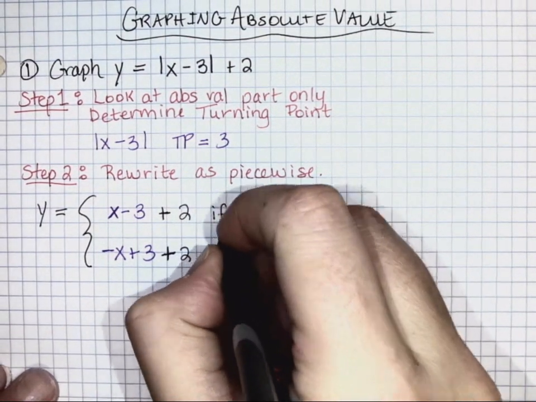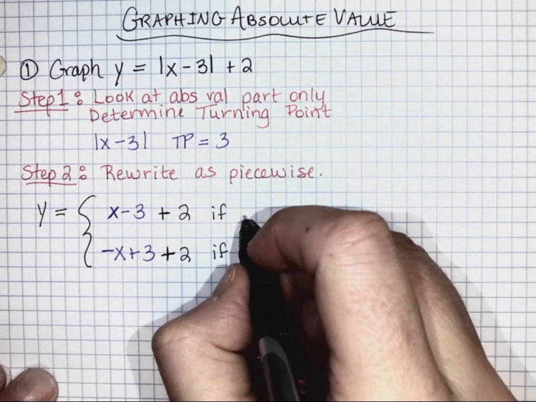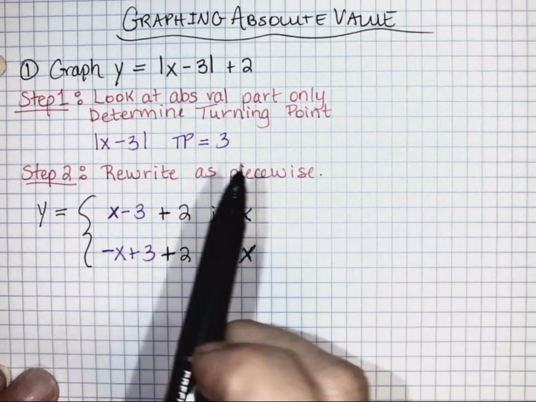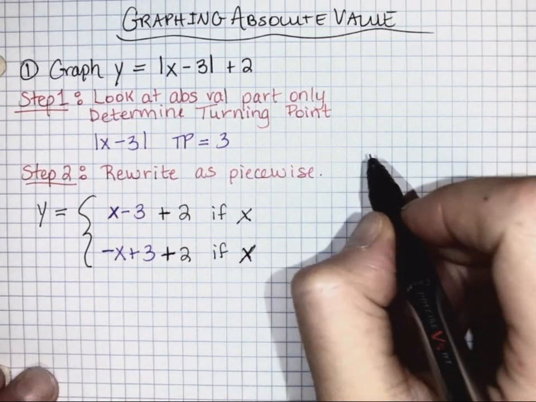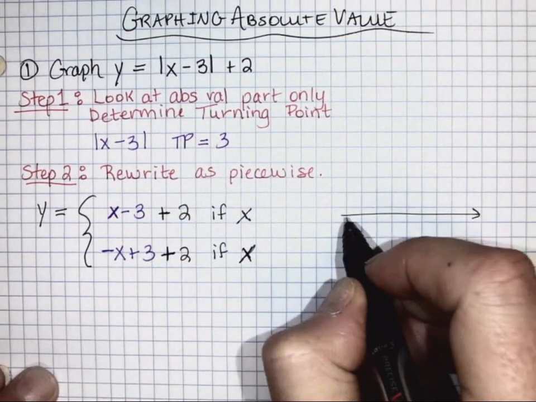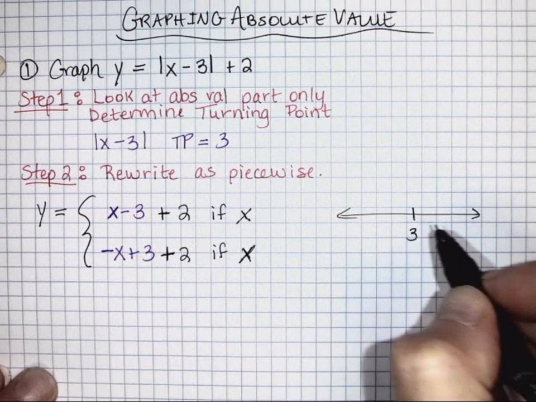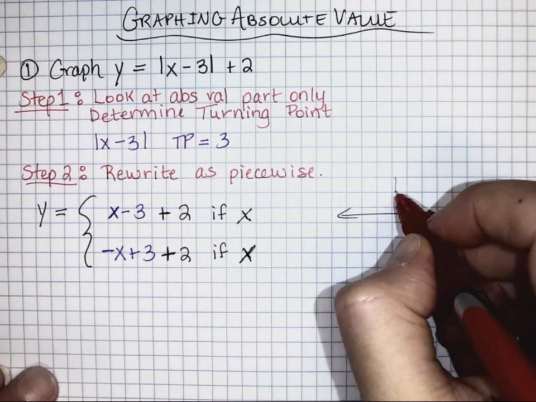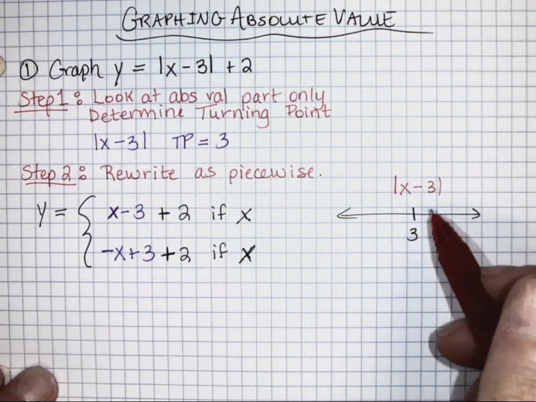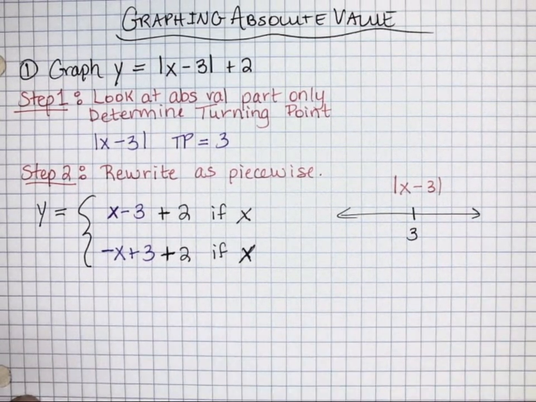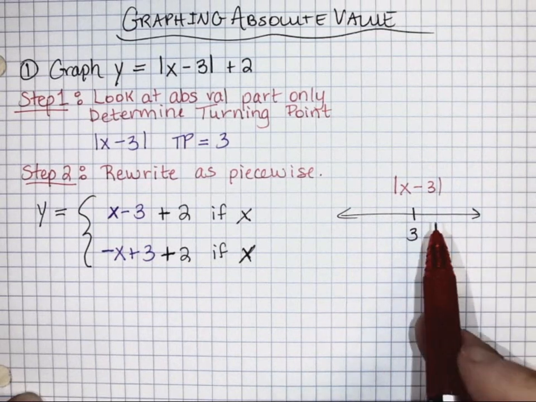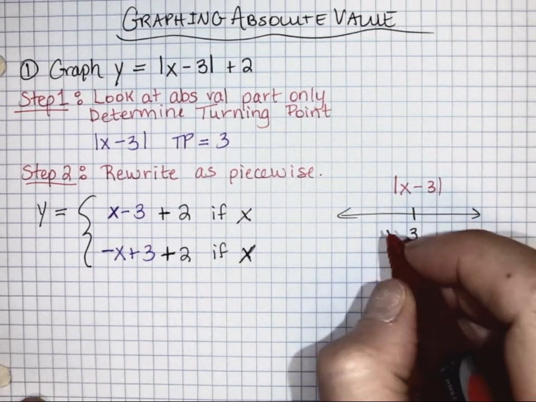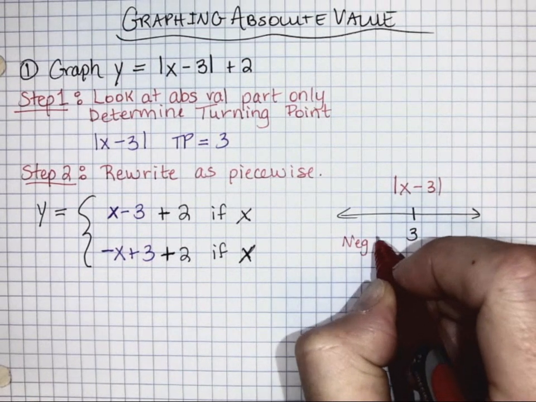Now, x, your variable, and we have to determine, this is how you pick this part out. So we put our turning point 3 in the middle, and then we're looking at this. So will it stay the same to the left of 3 or vice versa? If I plug in values less than 3, this is going to give me negative insides.